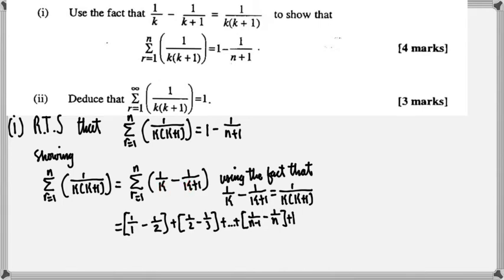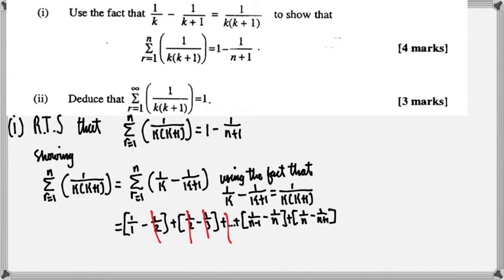So let's look at that now. And this is what we get. And from here, we need to show this, right? Next thing you will notice is that certain terms will cancel off. The negative a half will cancel off with the positive a half, and the negative a third will cancel off with a positive a third in here. Believe it or not, there is a positive a third in there.